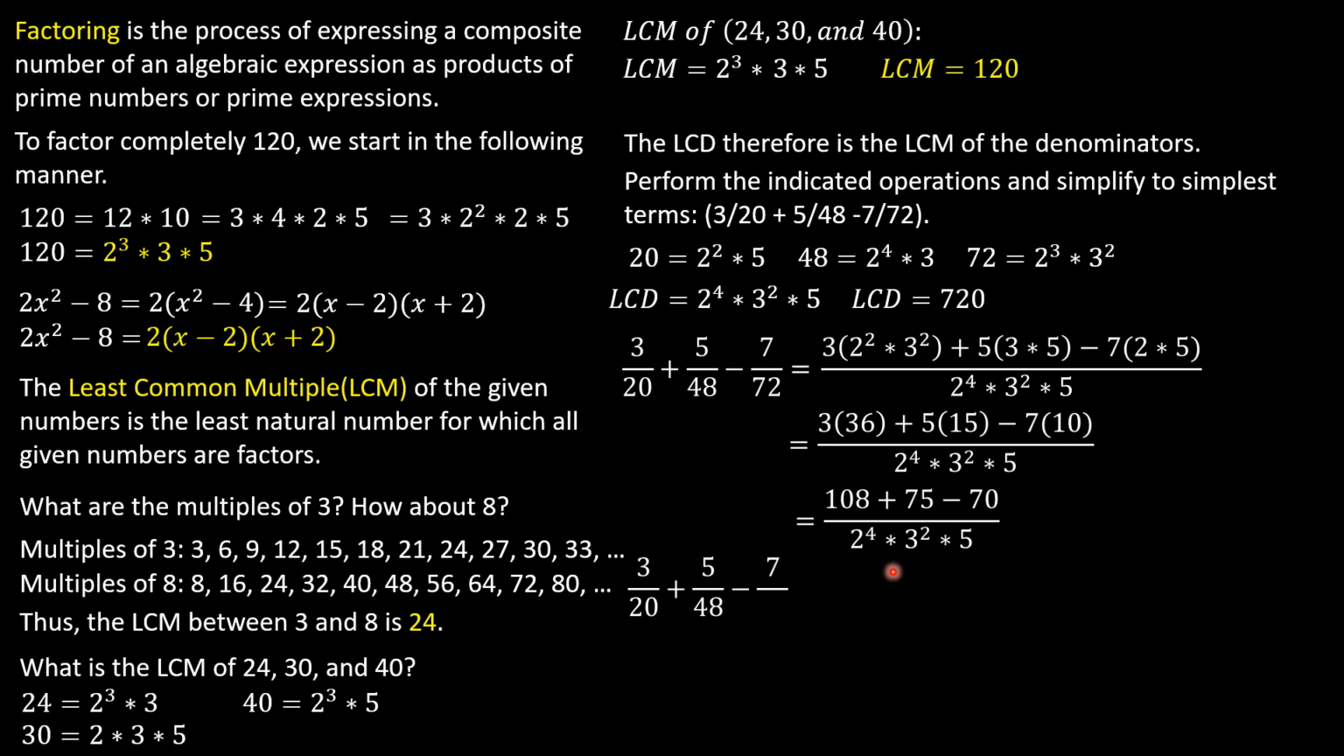Then if the numerator happens to be a composite number, then you have to factor it completely and cancel whatever is common, just in case. But in this problem, the numerator is 113 and 113 is a prime number. We cannot factor that anymore. Therefore, 113 over 720 is the final answer because that's the simplest terms for these operations of fractions.